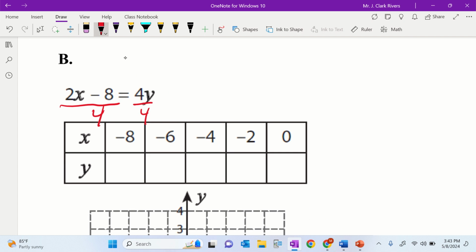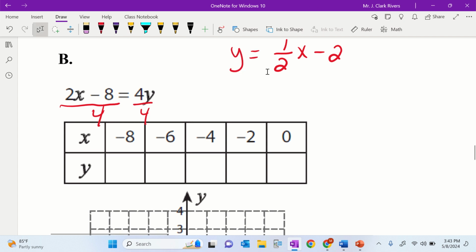Well, what's 2 over 4? 2 over 4 is 1/2. So we get 1/2 x minus 8 divided by 4 is 2. And that's equal to 4 divided by 4 is 1. So we're left with that. I'm going to rearrange this so the y is on the left side again, just like the last problem. Y equals 1/2 x minus 2.